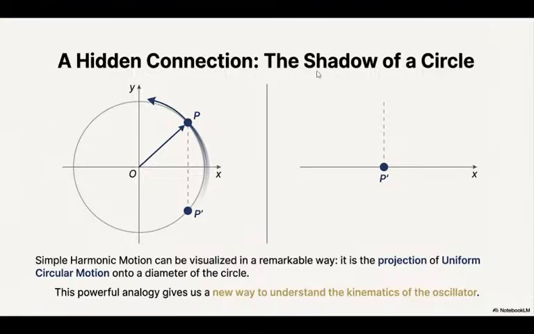A hidden connection, the shadow of a circle. Simple harmonic motion can be visualized in a remarkable way. It is the projection of uniform circular motion onto a diameter of the circle. The powerful analogy gives us a new way to understand the kinematics of the oscillator.